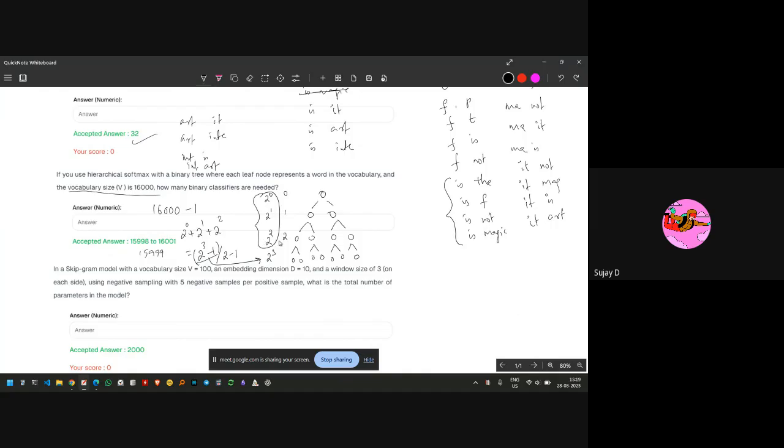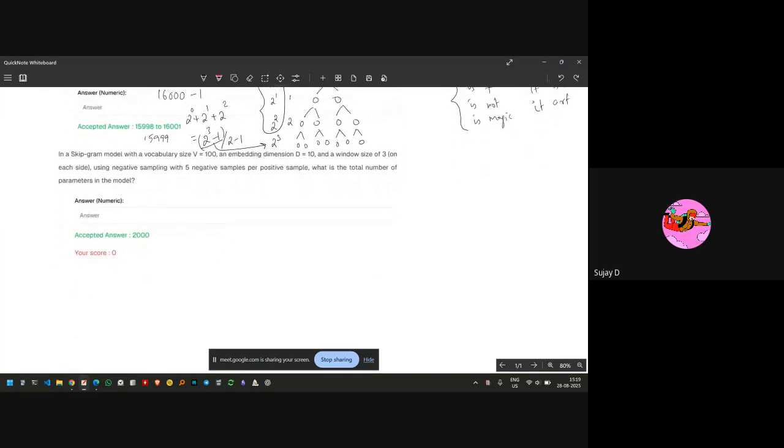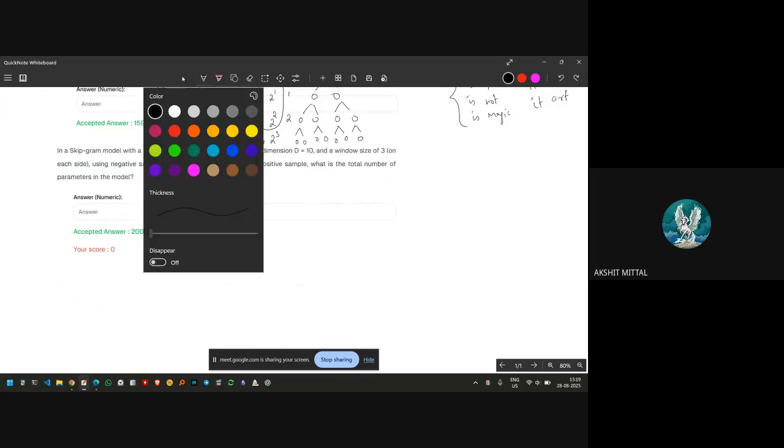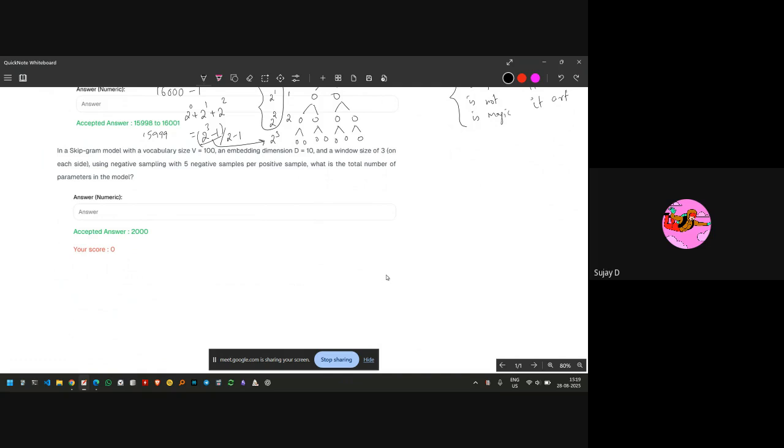Everyone understood this? Okay, next, skip-gram, the opposite of CBOW. In a skip-gram model with a vocabulary size V equals 100 and embedding dimension D equals 10 and a window size of 3 on each side, using negative sampling with 5 negative samples per positive sample, what is the total number of parameters in the model? Okay. So in skip-gram, we have only one input word here, and window size 3 means 1, 2, 3, 4, 5, 6.